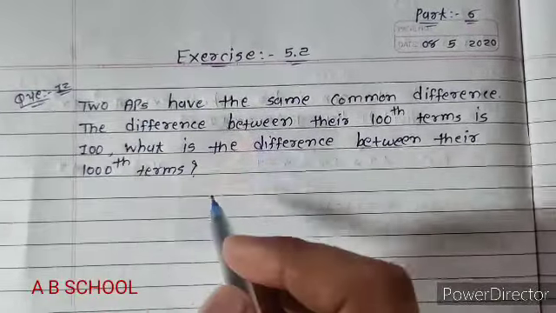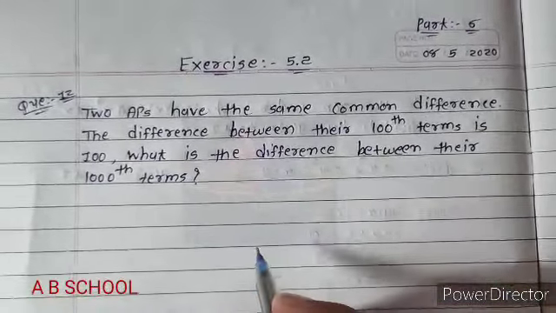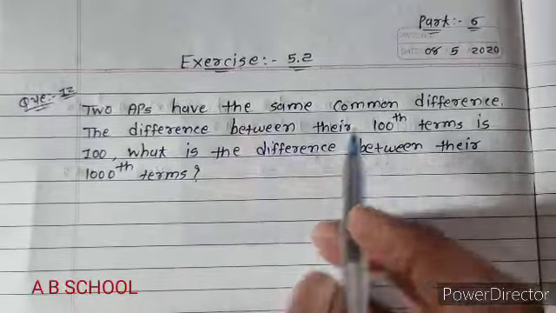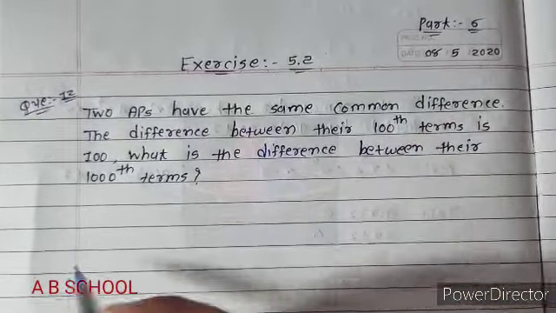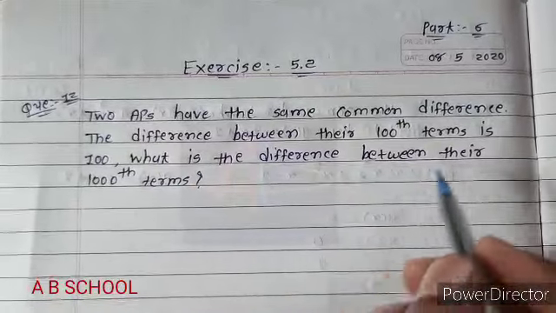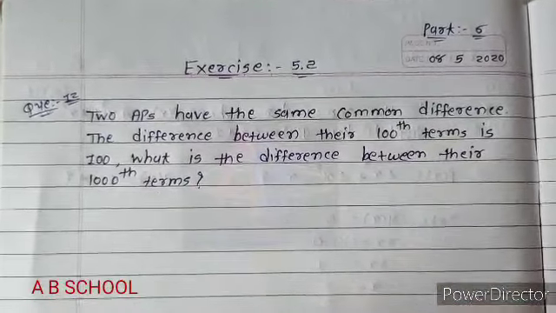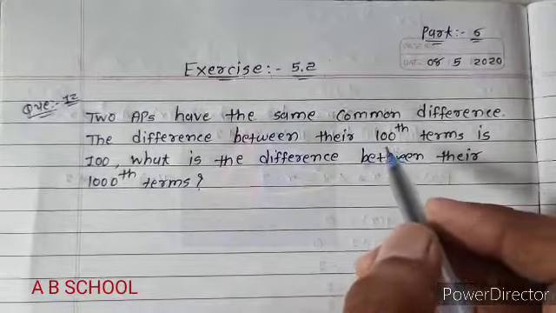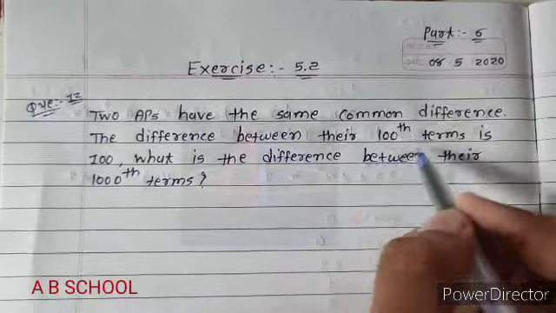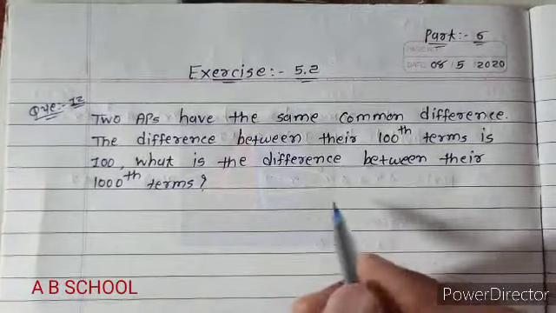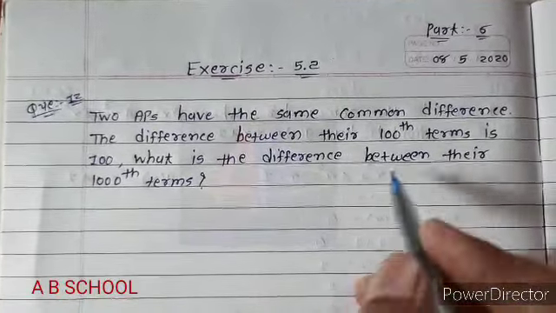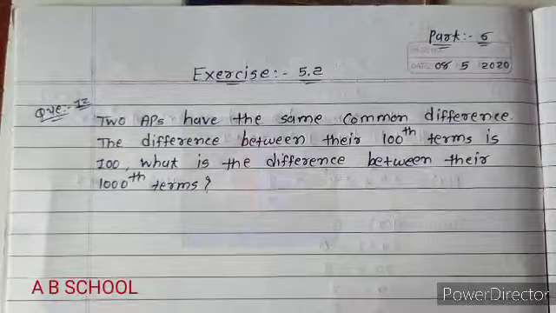Two APs have the same common difference. The difference between their hundredth term is 100. What is the difference between their thousandth term? हमें यहाँ पे AP की 100 टर्म के लिए डिफरेंस दिया हुआ है 100. और हमें 1000 टर्म के लिए डिफरेंस कितना होगा ये हमें फाइंड करना है.